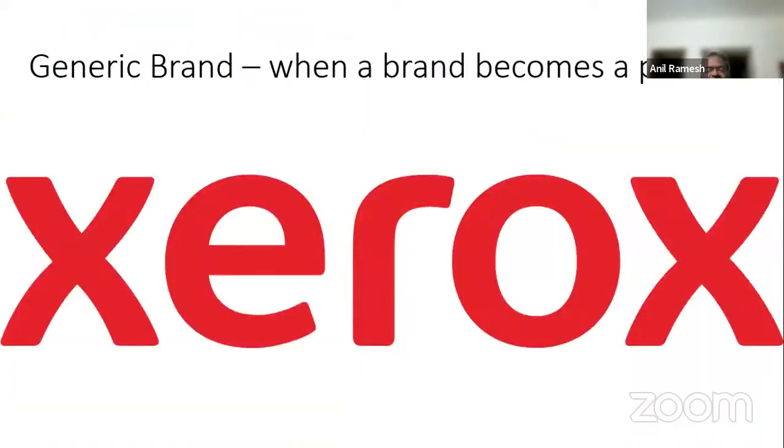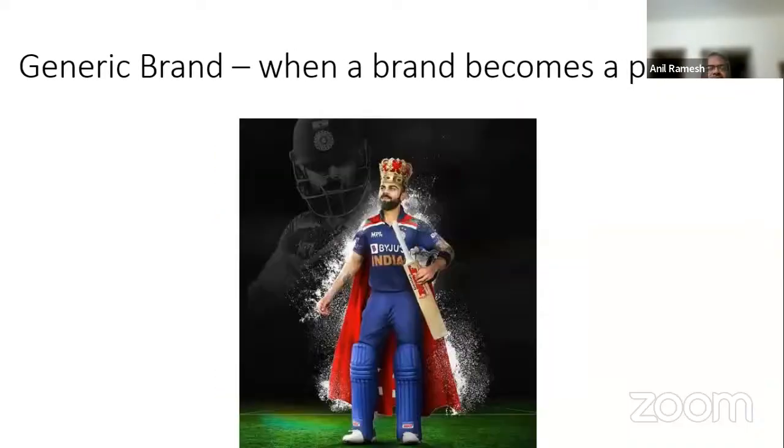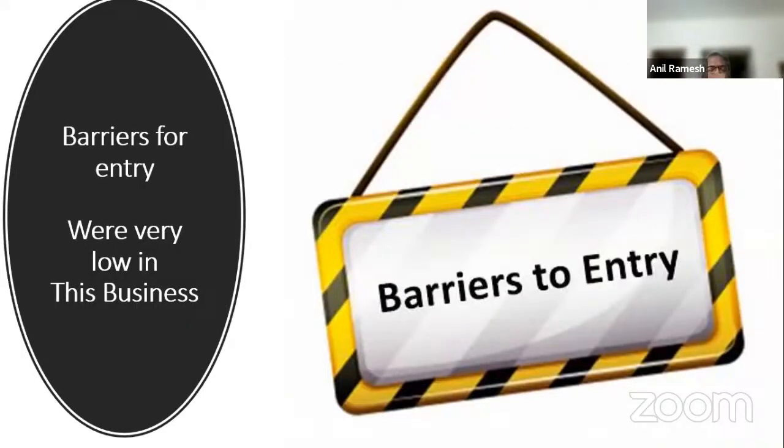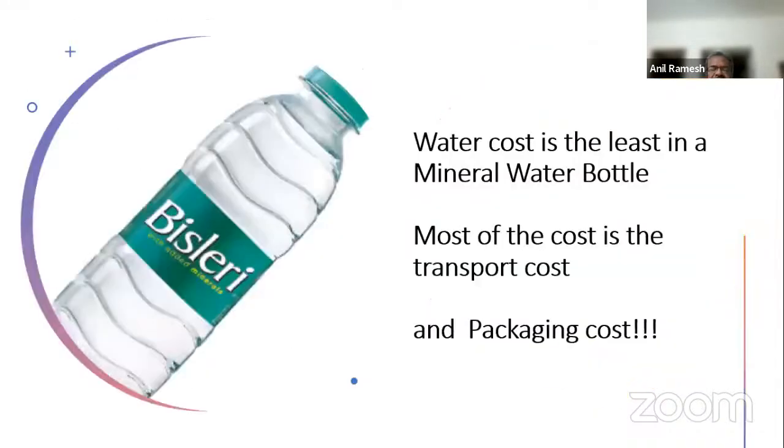So we'll simply skip this generic product. When a brand becomes a product, we call it generic. There were barriers for entry, but in this case, barriers for entry were very low, which means anybody could enter into this mineral water manufacturing. They were sold at 8 to 9 rupees. And the problem is most travelers carried their own water bottles, and they were content to even drink tap water. When people wanted to buy mineral water, they used to go and say, "Ek Bisleri do." That was the type of brand recall that Bisleri had.